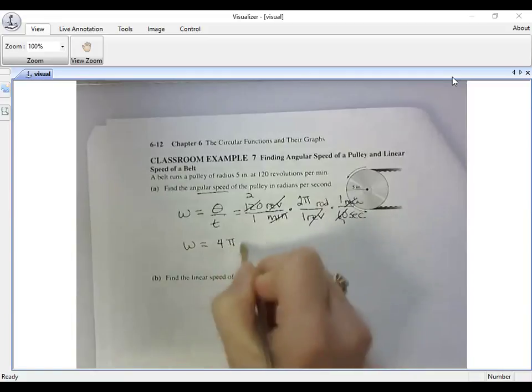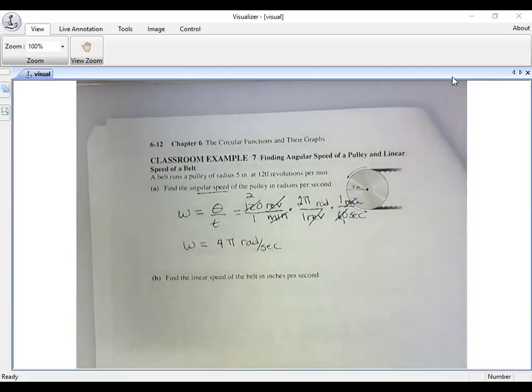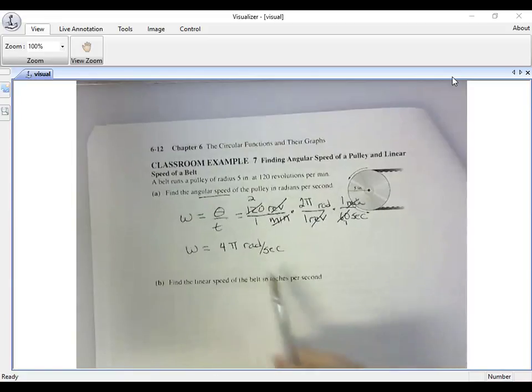4 pi radians per second. Okay, now think about that for a minute. If it's 4 pi radians per second, then that means each second this thing's spinning how fast? How many revolutions? 2. Yeah. So it's going around twice in 1 second. Okay? Now, find the linear speed of the belt in inches per second.